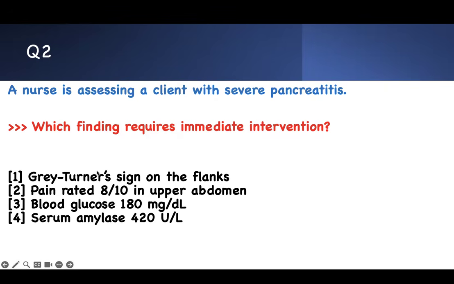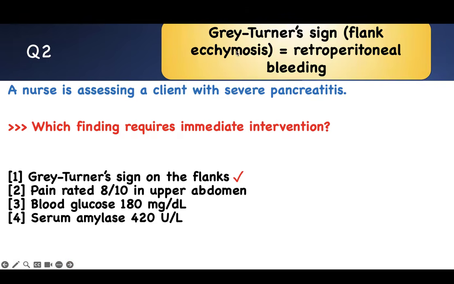There are some expected findings as you expect in pancreatitis. Grey Turner sign, I don't expect it. Pain rating 8 out of 10, I expect it. Blood glucose of 180, I expect it. Serum amylase 420, I expect it. And know, physiological adaptation is what? Life and death. Therefore, immediate intervention requires a life and death issue. What would you pick? I know you know the answer because you watched the class. You're going to pick what? Grey Turner sign. That's your right answer. This is the way you should approach these questions.